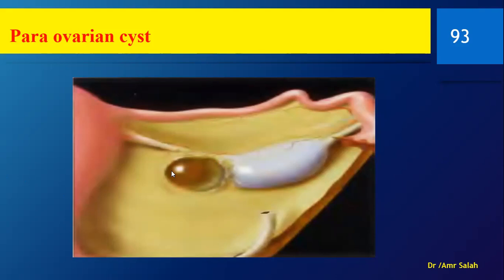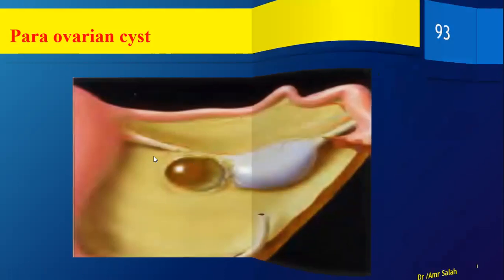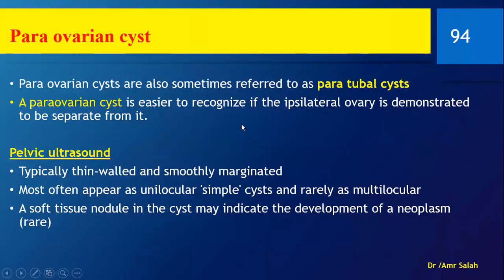So the million-dollar question here is how to know whether it is ovarian or para-ovarian, since the management really differs. So quite obviously, it's important to know whether it is ovarian or para-ovarian. It's also named the para-ovarian or paratubal cyst. How to know? Let's see.